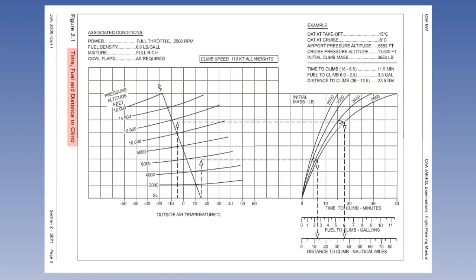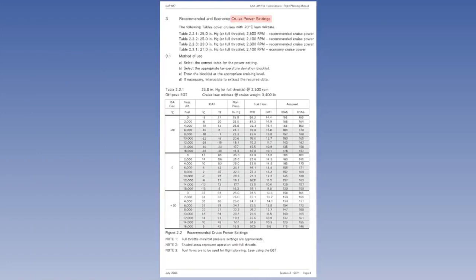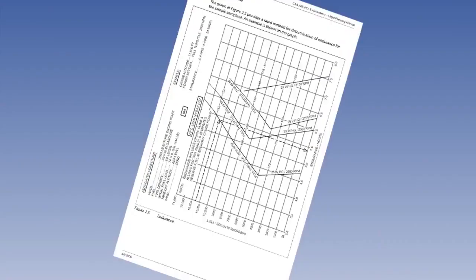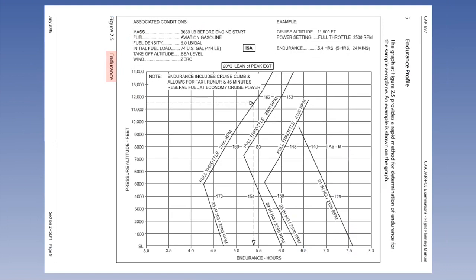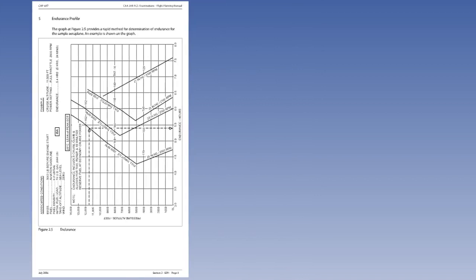The following pages give the data from which we can calculate the time, fuel and distance to the climb, cruise with different power settings, the range profile, and the endurance profile. These tables and graphs are quite detailed and will require a separate lesson to specifically teach you how to use them. For now though, we will only briefly glance through them.